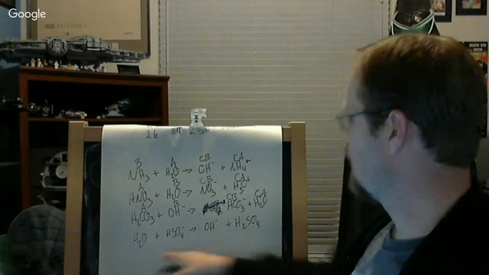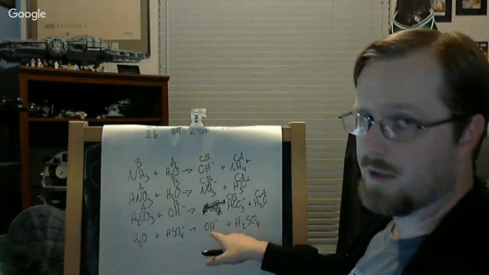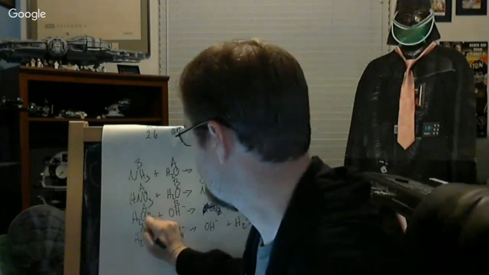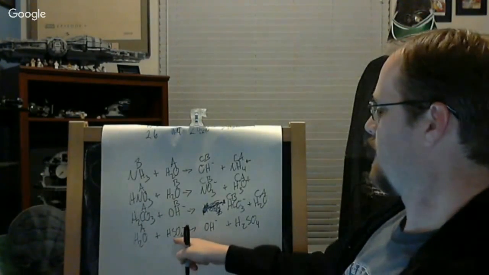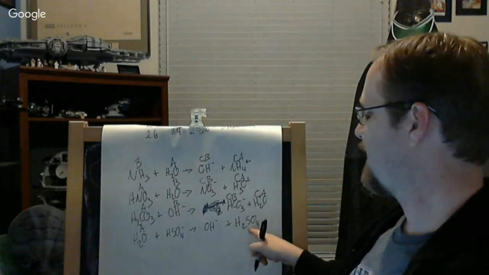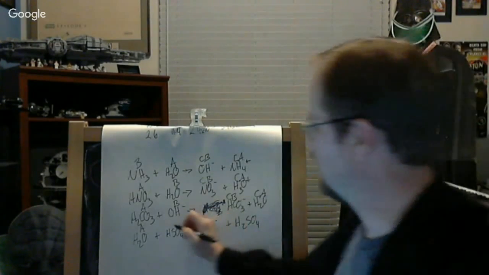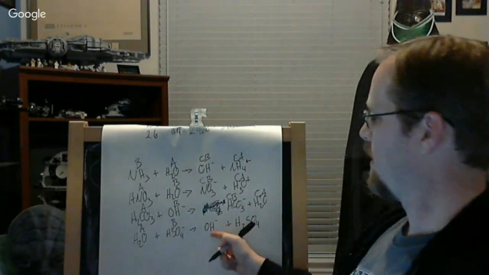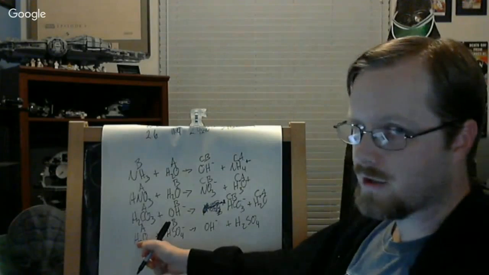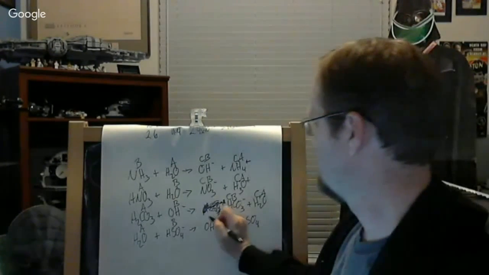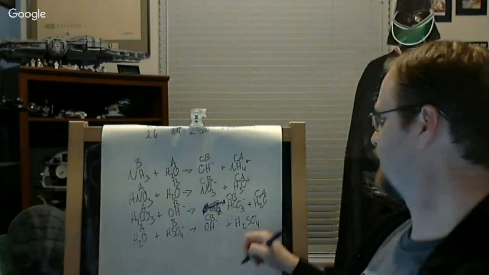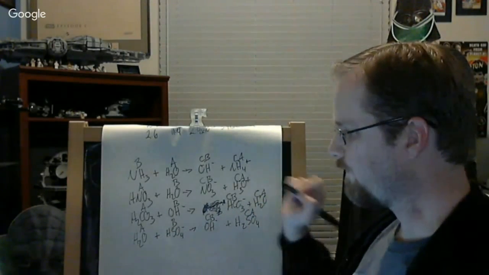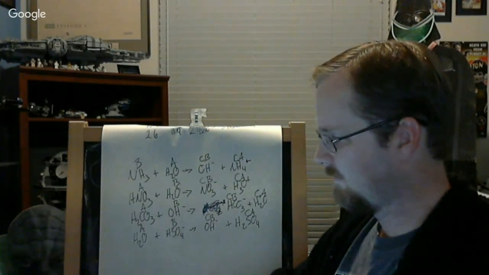And then down here, H2O is becoming OH, so it's the one giving up the hydrogen, making that the acid. HSO4 is gaining a hydrogen, so that makes this the base. Going the other direction, OH gains a hydrogen to become H2O, so that's the conjugate base. H2SO4 gives up a hydrogen, conjugate acid.